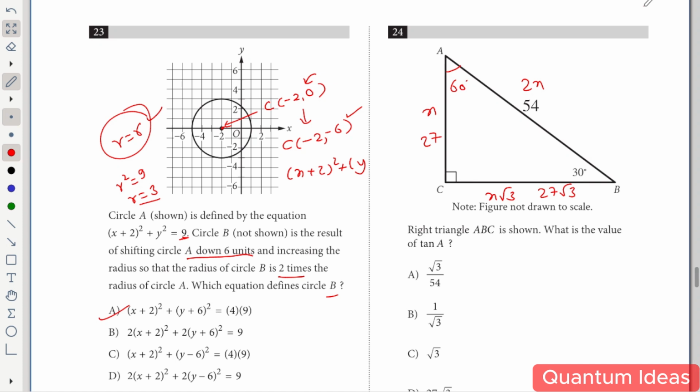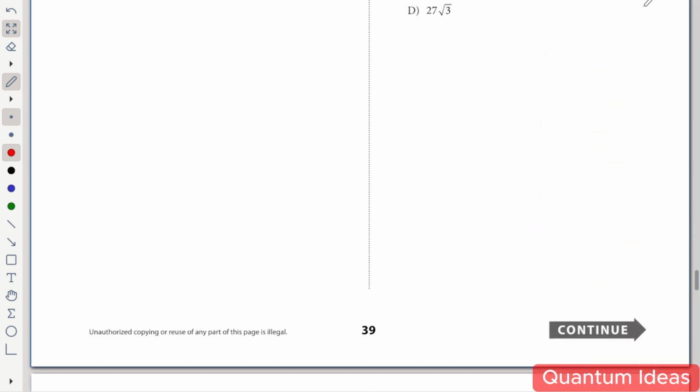Now we have to find what? Tan A. So what will tan A be? Perpendicular, that is BC, over base, that is AC. What is our BC? 27 root 3. What is our AC? AC is 27. So if you cancel it, you will get the answer as root 3. So C is our final answer. So let's move to number 25.